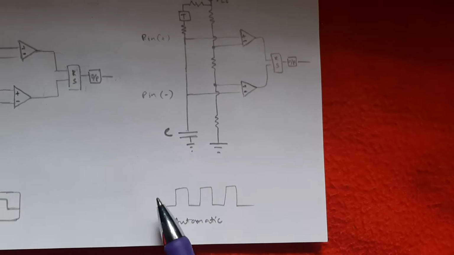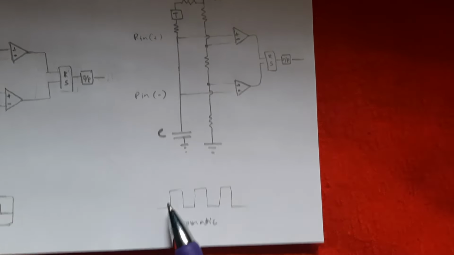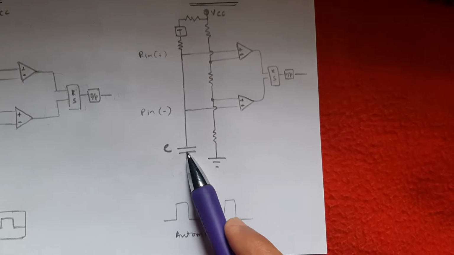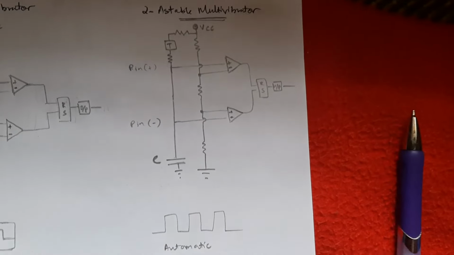So this happens automatically, and we can adjust the timing, how long it should not blink and how long it should blink, by adjusting the values of the capacitor and the resistor. Okay, this is the astable multivibrator.